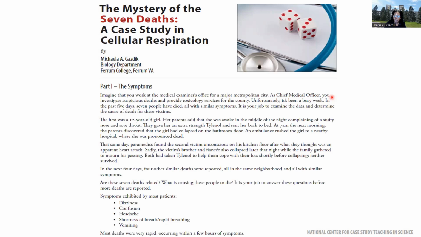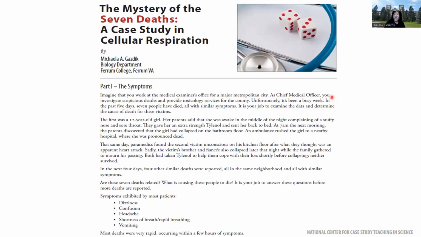The first was a 12-year-old girl. Her parents said that she was awake in the middle of the night, complaining of a stuffy nose and sore throat. They gave her an extra strength Tylenol and sent her back to bed. At 7 a.m. the next morning, the parents discovered that the girl had collapsed on the bathroom floor. An ambulance rushed the girl to a nearby hospital where she was pronounced dead, right?